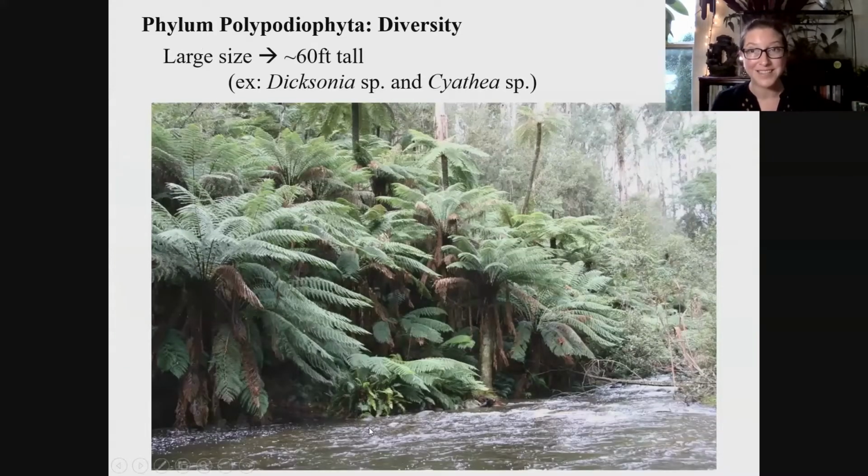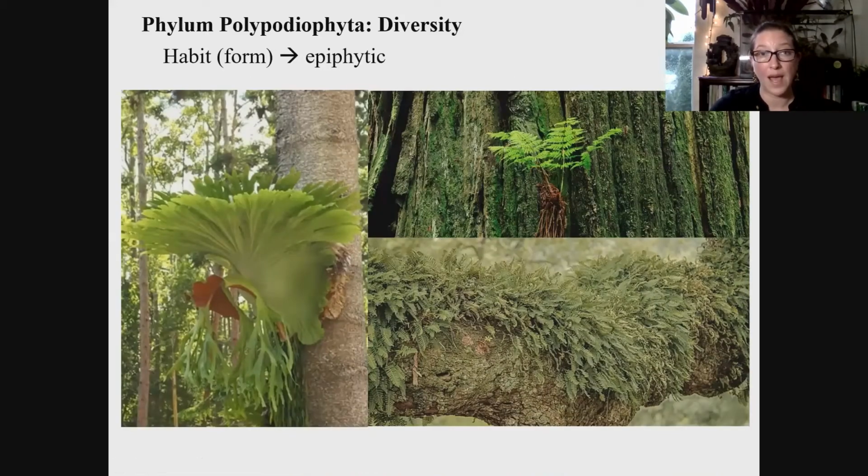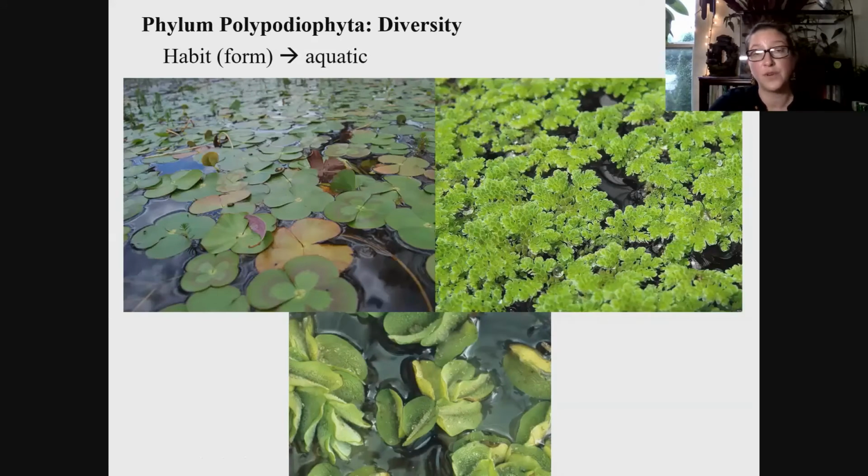But they can also be trees, depending on the species. There's a few genera of tree ferns where these ferns actually get over 60 feet tall. Sometimes they grow as epiphytes, which we've come across before, meaning that they grow on other plants. So that's what we see here. There's different aquatic species that we won't really go into in this course. We're going to focus on the ferns that live on land. But there are quite a few aquatic species that live either submerged or floating in water.